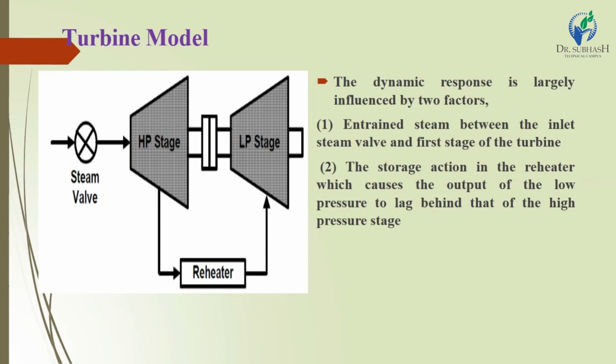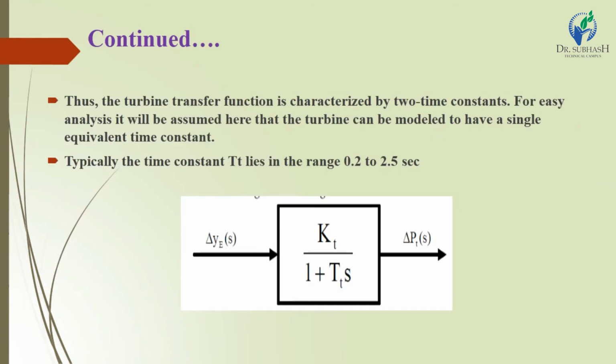The first one is the entrained steam between the inlet steam valve and the first stage of the turbine. The second one is the storage action in the reheater, which causes the output of the low pressure stage to lag behind that of the high pressure stage. Thus, the turbine transfer function is characterized by two time constants. For easy analysis, it will be assumed here that the turbine can be modeled to have a single equivalent time constant. The typical time constant T_t is in the range of 0.2 to 0.5 seconds.